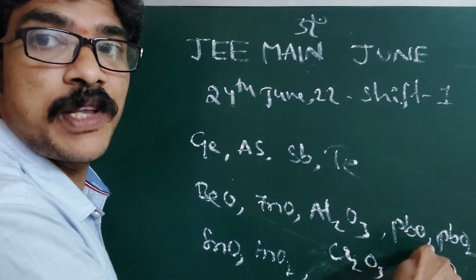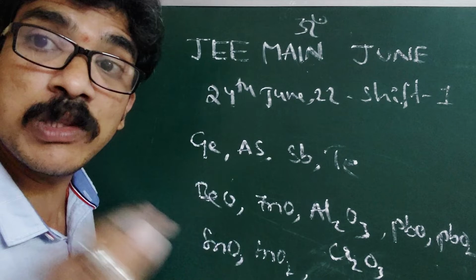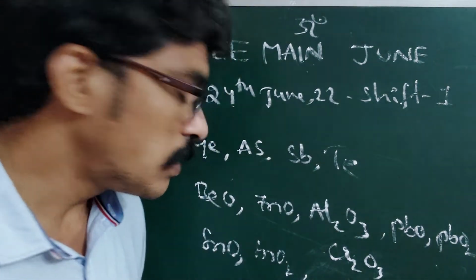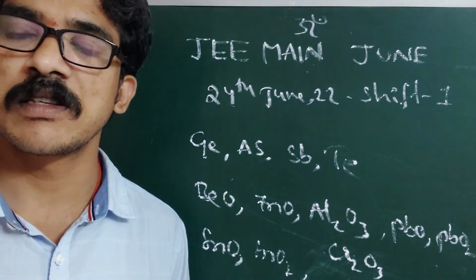PbO too, both. This is very, very important. Lead oxides, plumbous and plumbic: PbO and PbO2 both are amphoteric. SnO2 is also amphoteric. These are the amphoteric oxides throughout your lessons. Okay?